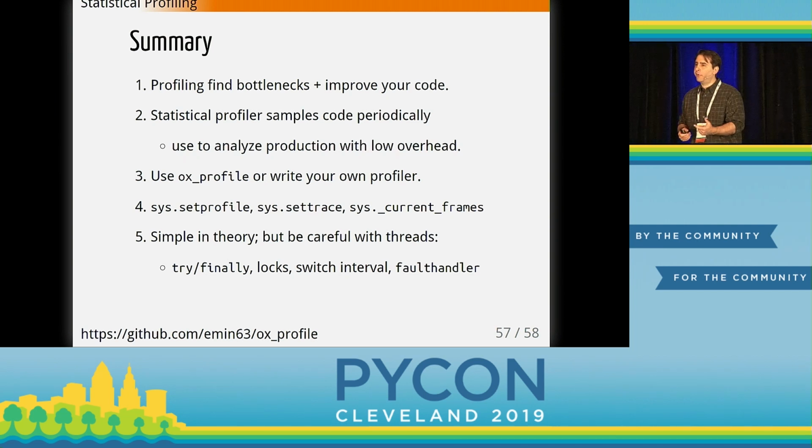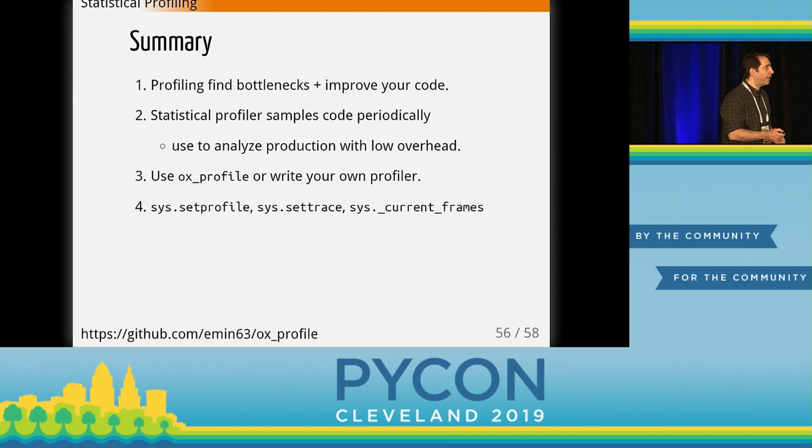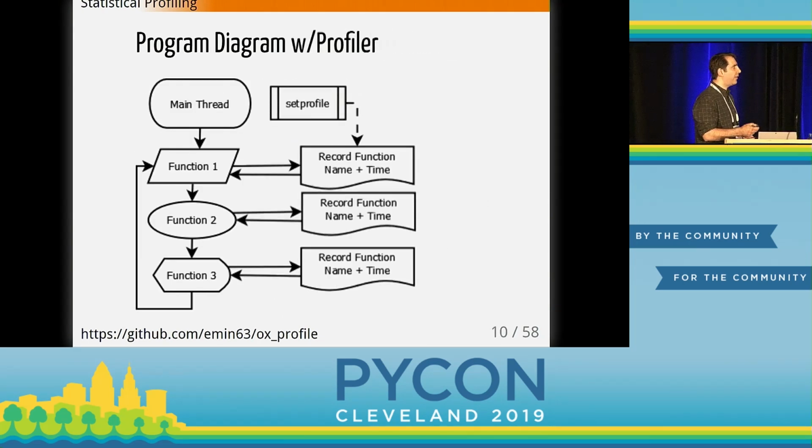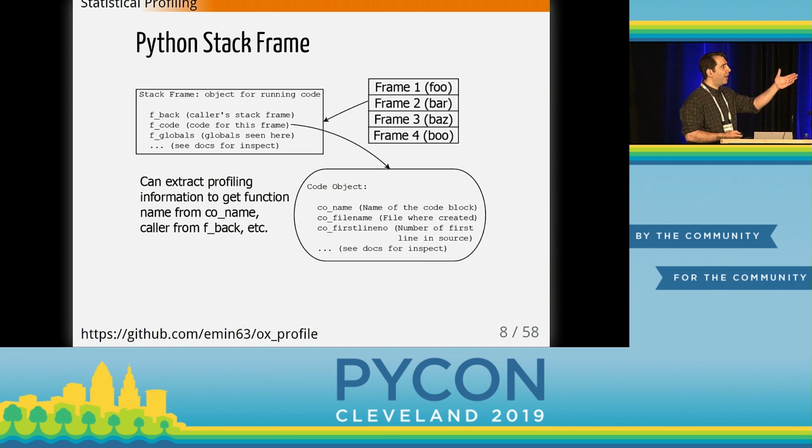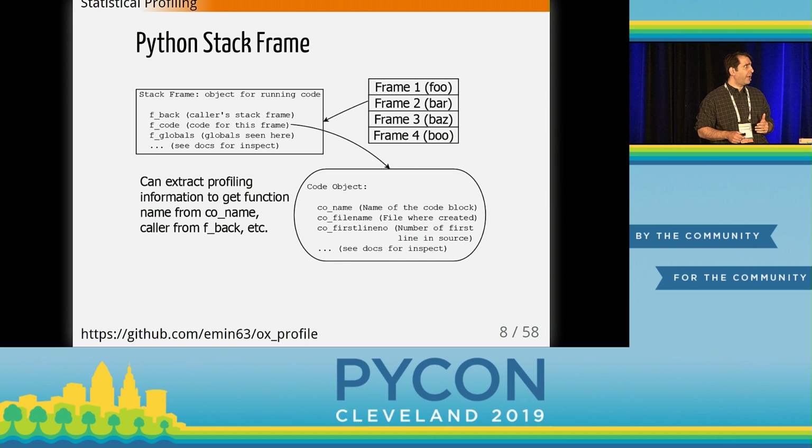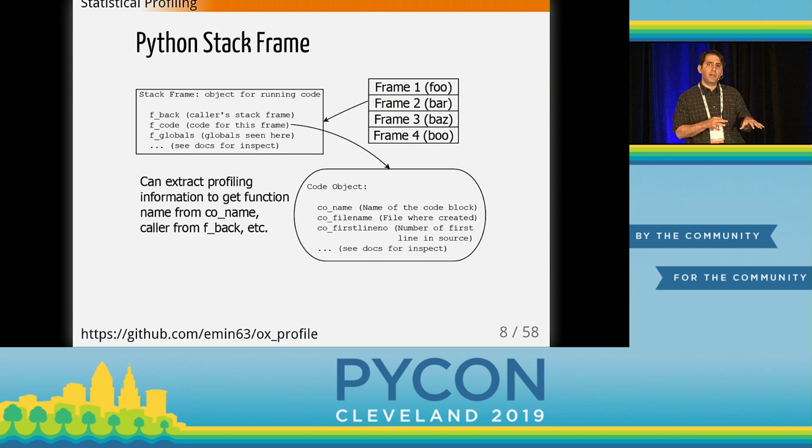Okay, so the second question was, what if function A calls function B calls function C? So let me go back to a diagram we had earlier, right here. So we have foo call bar, call baz, call boo. Because you have f_back, you can say, okay, I'm in frame number 4, which is boo, but that was called by baz, which is called by bar, which is called by foo. So one thing you can do in your statistical profiler is say, don't just count the function I'm in, also add a hit to each of the callers. I didn't show that just to keep things simple, but in Ox profile, you count not just the function you're in, but all the callers. So you'll capture that if there's some top-level function calling everybody.